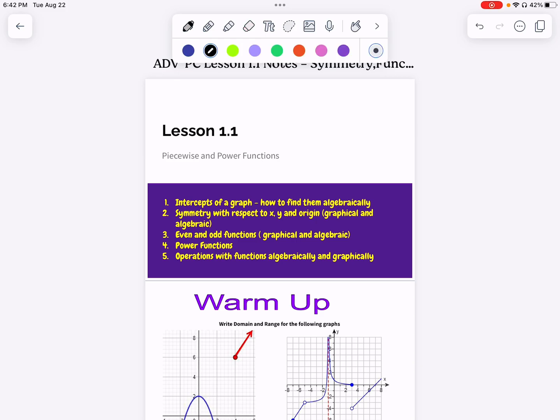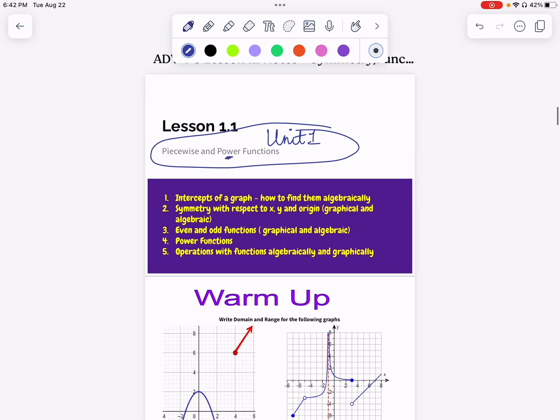I'm going to split the video in two parts because I think if I do it together, it's going to be pretty long. So here we begin. This is the same as what I did in class. If you were absent or just want to look at it again, our unit 1 is referred to as the piecewise and power function. We do briefly mention power function in today's lesson.